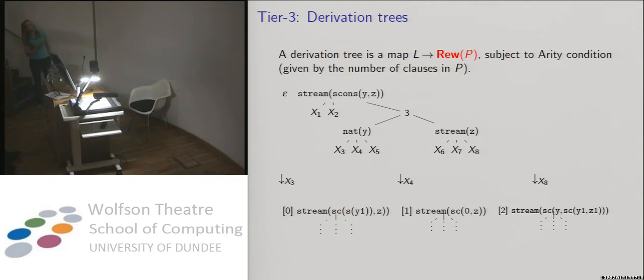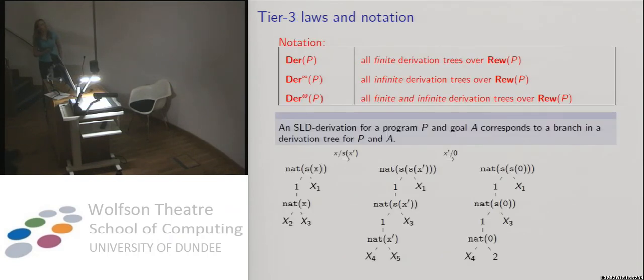So for example, let's have a look. X3 not y could be unified with not 0 or not sy1. And this is my way of kind of making derivations, making transitions between the rewriting trees. So this whole set of structures, you would wonder what it corresponds to in real life.